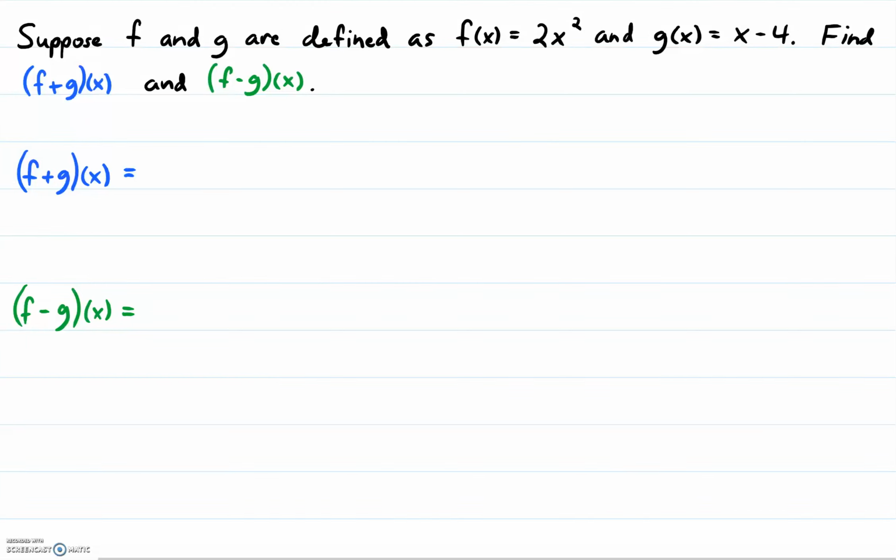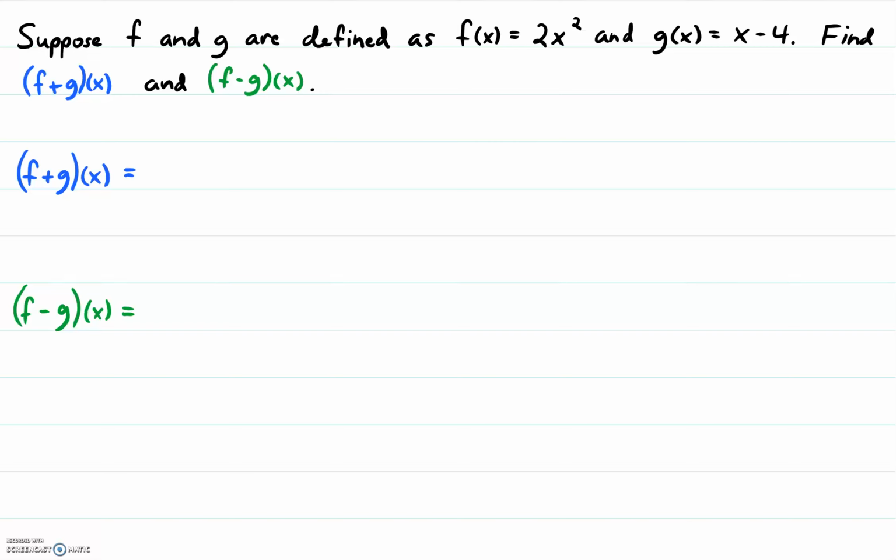In this video, we're going to suppose that f and g are defined as the following. F of x is equal to 2x squared, and g of x is equal to x minus 4. And we want to use that to find f plus g of x and f minus g of x. This problem deals with the algebra of functions. Really, we're just adding functions together and subtracting functions for something like this.